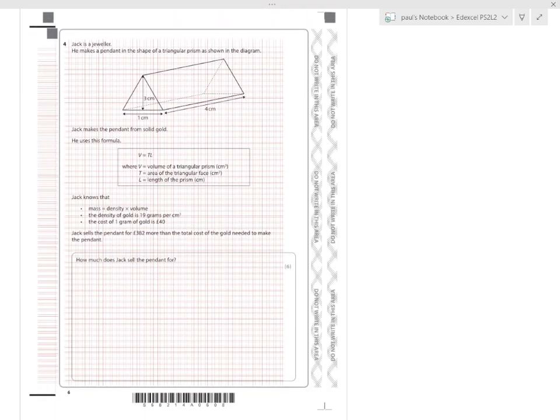What are we doing now? Jack is a jeweler. He makes a pendant in the shape of a triangular prism from solid gold, and he uses this formula: volume equals the area of the triangle, the face, times the length. And he knows that mass is density times volume. The density of gold is 19. The cost of 1 gram is 40. There's a lot of information here. So basically we've got to work out the volume, multiply it by 19, which is the density, and that will tell you how many grams it is, the mass, and then multiply that by 40. Okay, so let's go.